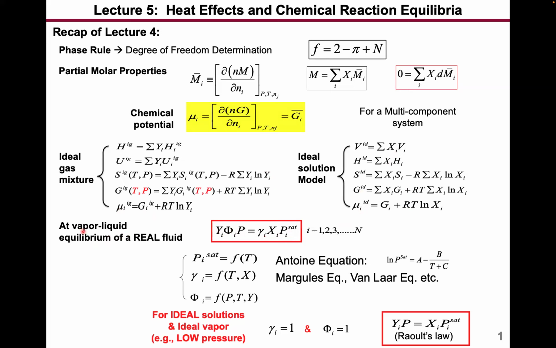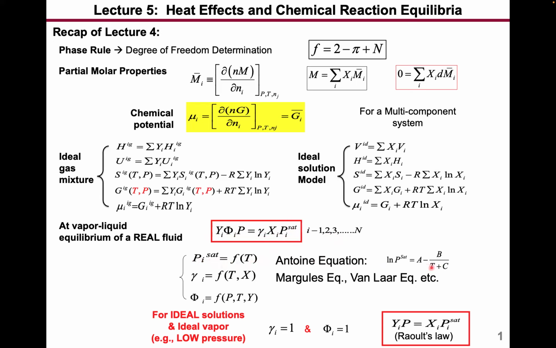And specifically for vapor-liquid equilibrium of a real fluid, eventually you can get this correlation between the molar fraction in the gas, the system pressure, and then capital Phi, and then gamma i is the activity coefficient, and then xi is the molar fraction of the species i in the liquid state, and then pi saturation is the saturation pressure. So basically at phase equilibrium, your xi, yi, capital Phi, gamma i, pi saturation, and total system pressure have to follow this equation, right? Now, pi saturation you can calculate using the Antoine equation.